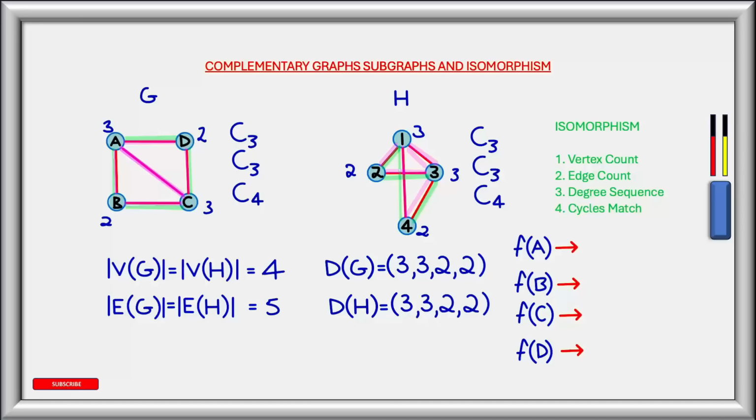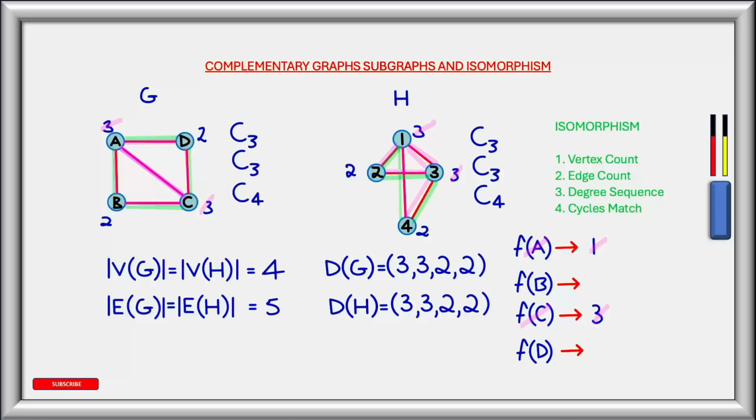And finally, to prove that they are the same, we can pair up the vertices which have the same degrees. In graph G, we have vertex A, which has 3 degrees, and vertex C, which has 3 degrees. In graph H, we have vertex 1 with 3 degrees, and vertex 3 with 3 degrees. And so we can map vertex A in graph G to vertex 1 in graph H, and vertex C in graph G to vertex 3 in graph H. In graph G, vertex B is connected to vertex A and C.